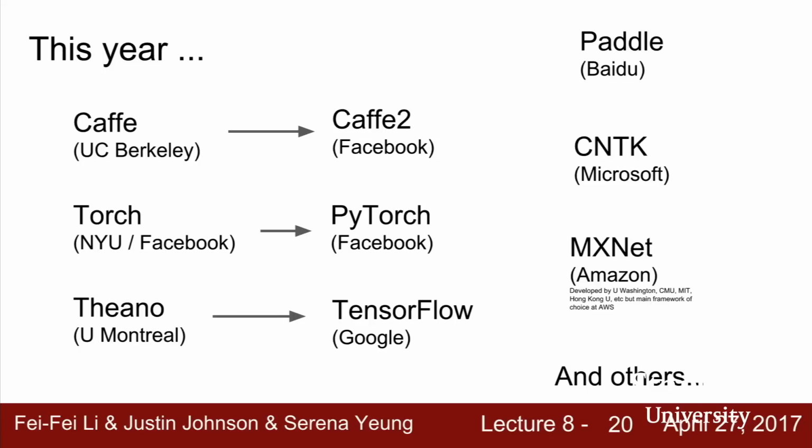We've also seen a ton of new frameworks popping up like mushrooms in the last year. In particular, Caffe 2 and PyTorch are new frameworks from Facebook that I think are pretty interesting. There's also a ton of other frameworks. Baidu has Paddle. Microsoft has CNTK. Amazon is mostly using MXNet. And there's a ton of other frameworks as well that I'm less familiar with and really don't have time to get into. But one interesting thing to point out from this picture is that the first generation of deep learning frameworks that really saw wide adoption were built in academia.